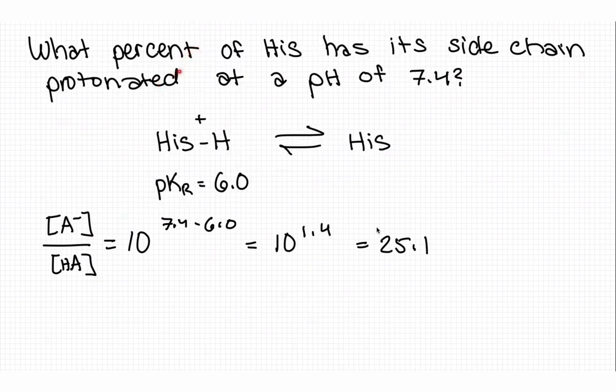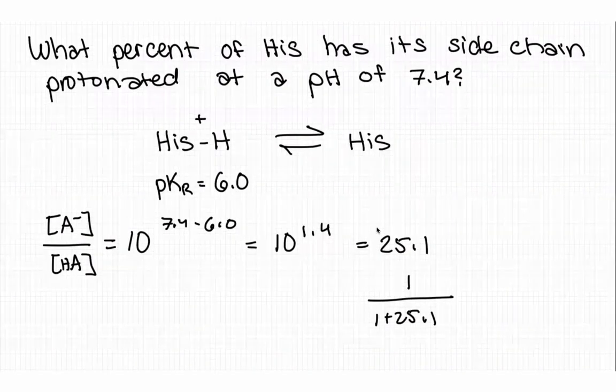We need to change this into a fraction, and we need to figure out the protonated form, not the deprotonated form. Remember, if we wanted the deprotonated form, we would do 25.1 over 1 plus 25.1. But we want the protonated form, so we need to do 1 divided by 1 plus 25.1. So we have our molar ratio plus 1 because it's per 1 part, and then we care about that 1 part. So it's 1 divided by 1 plus 25.1.